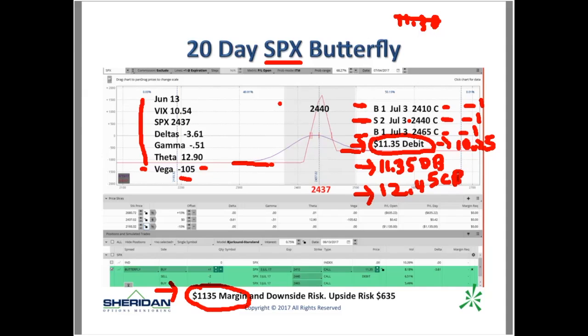Again, now this particular trade for one contract, 1x2x1, is 1135, but we can narrow it. We can narrow the strikes if you want to trade less capital, and you could probably do it for $500 or $600 for one contract.